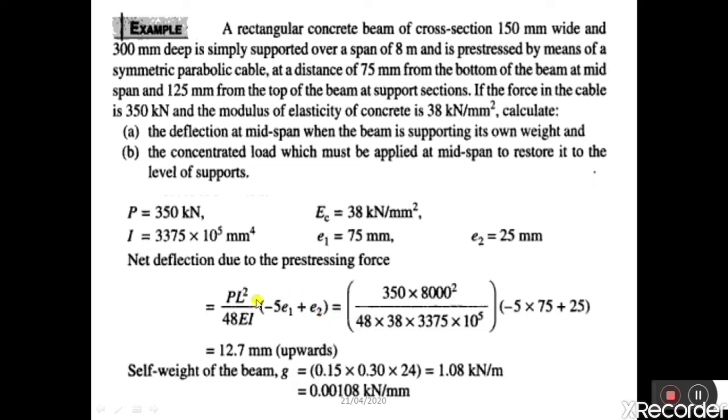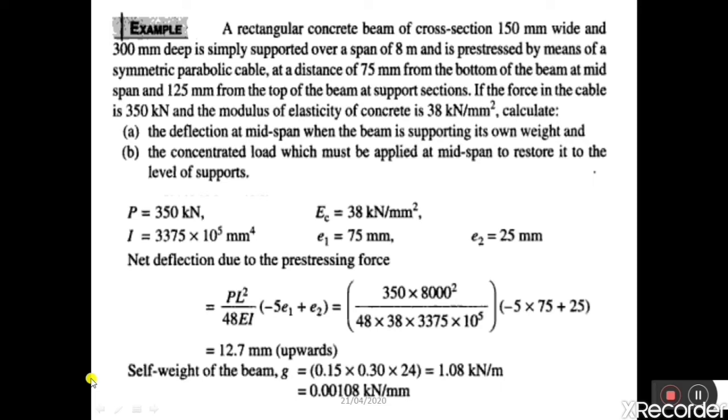So if I substitute the values of P, L, E, I, E1 and E2 here, the final answer is plus 12.7 mm. So plus is indicating upward. So upward means it is a deflection which is caused due to the compressive action of the pre-stressing member or pre-stressed cable.